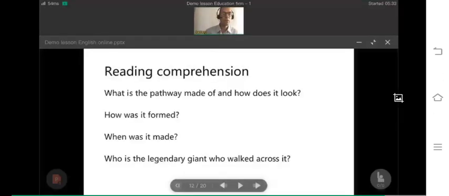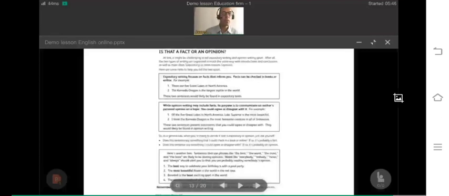The reading comprehension questions are: what is the pathway made of, and how does it look? How was it formed? When was it made? And who is the legendary giant who walked across it? What I'd like them to do is look closer at fact or opinion and the differences. So I want them to recognize opinion in expository writing. So there's some explanation here. It differentiates fact from opinion.